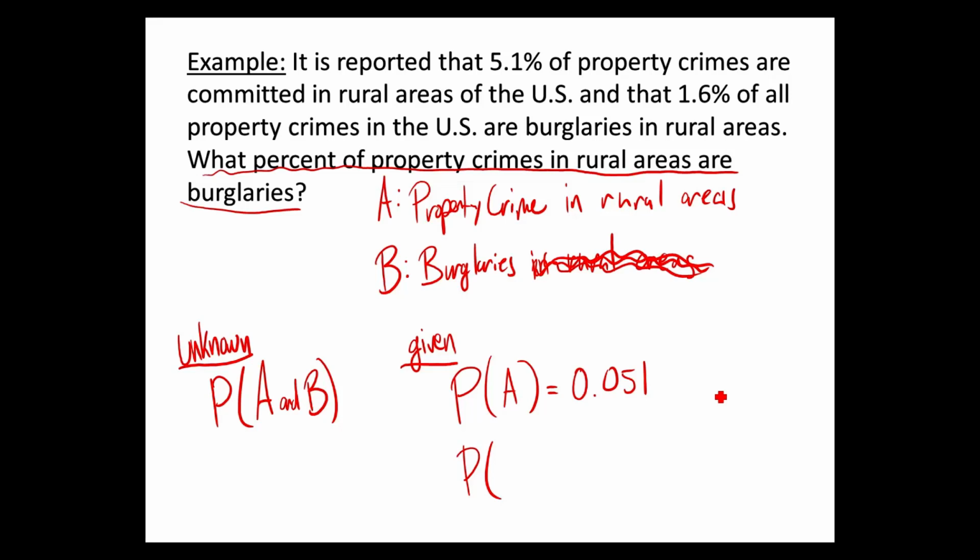Okay. Now, what's the other thing that's given to us here? The percentage of property crimes that are burglaries in a rural area. 1.6% of all property crimes in the U.S. are burglaries in rural areas. So what is that? Isn't it telling us that out of the 5.1, 1.6 of those are burglaries? Ooh, is it? Yeah.